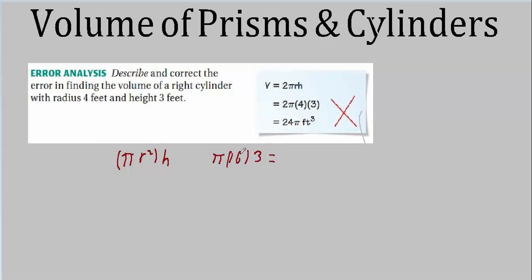Remember, the 16 is feet squared. And this is feet. So the whole thing is going to be, what's that, 48 pi feet cubed. Yeah, it just kind of messed up in here. It's pi r squared, not 2 pi r. We want the area of the base, not the circumference.